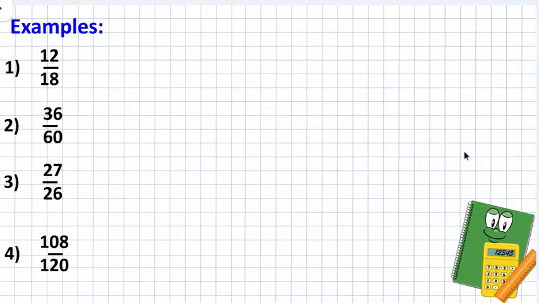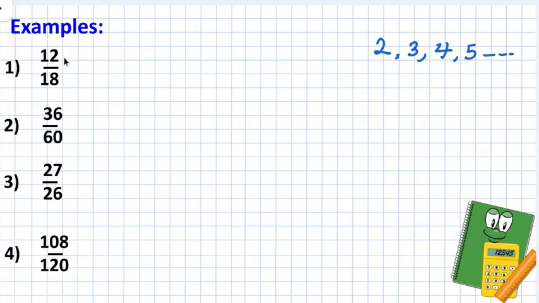Alright, we are going to simplify these fractions to their lowest term. To do that, we need to look for a number that can divide both the numerator and the denominator. In searching for that number, always start from 2. If 2 cannot divide both the numerator and denominator, you go to 3. If 3 cannot divide, you test with 4, you test with 5, and so on. So we're going to start with 2.